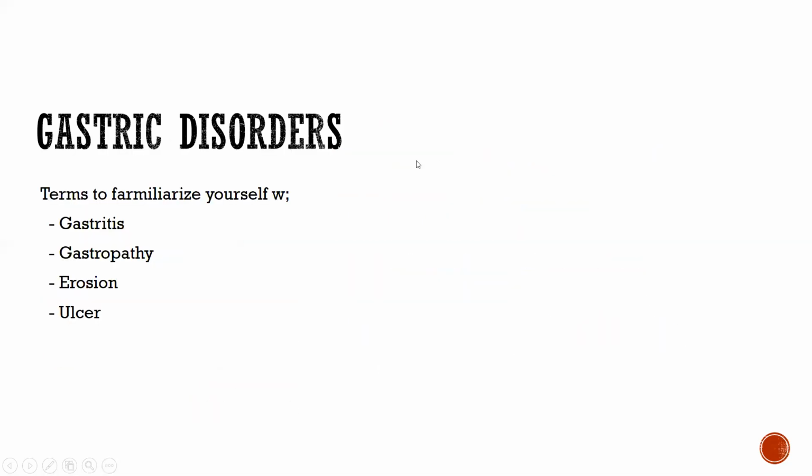That's it. Let me go to the gastric disorders. These are the terms I want you to familiarize yourselves with: gastritis, gastropathy, erosion, and ulcer. What is gastritis? That's what you might ask yourself. Gastritis is a histological diagnosis. Why histological? Because on histology you'll be seeing inflammatory cells. Okay, so gastropathy.